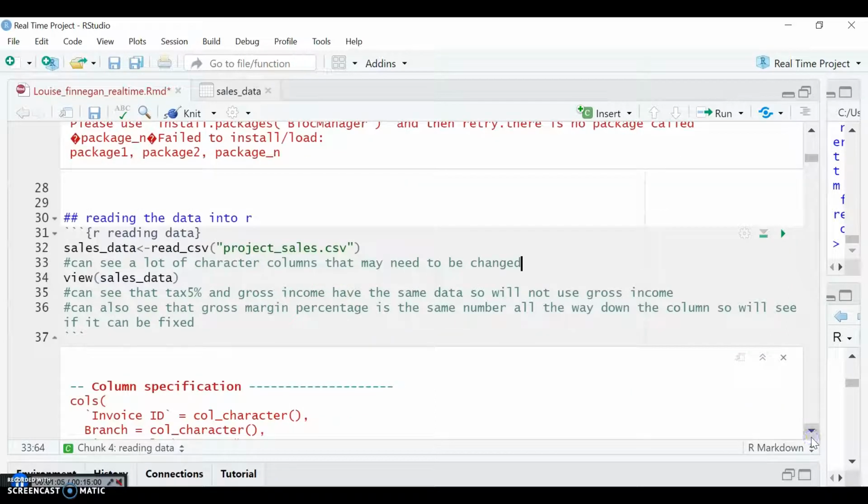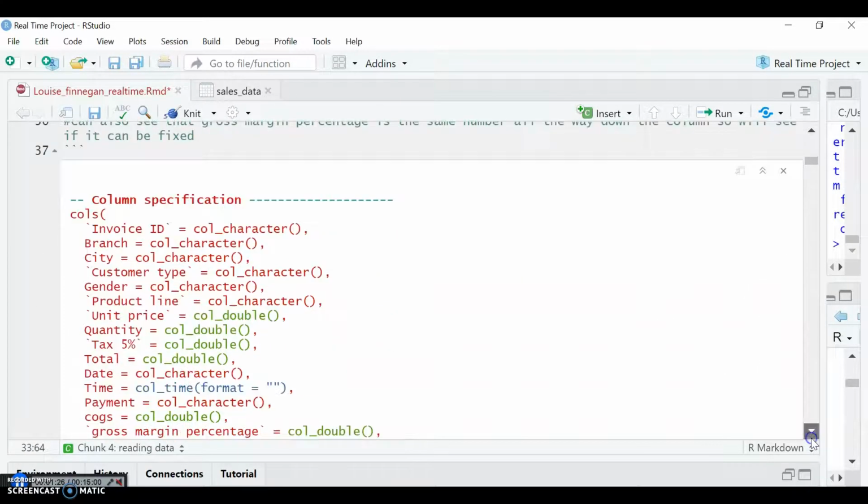Having a look at the data initially, I saw some problems there that I've highlighted. You can see the tax at 5% and the gross income. They have the same data, so we won't use gross income. You can also see gross margin percentage is the same number all the way down the column. So we'll see if it can be fixed and work through from there.